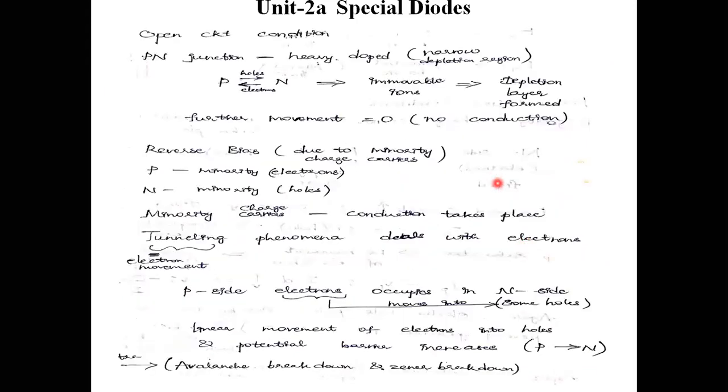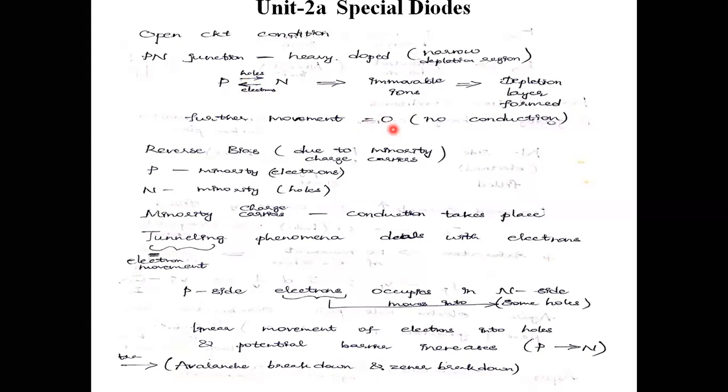And this is just an overview of the tunnel diode. Please go through it once. Normally in open circuit condition, this is a PN junction diode, heavily doped, and we are going to obtain a narrow depletion region. From the P region holes diffuse to this side, and from the N region electrons diffuse to this side, and immobile ions are going to be created. By the immobile ions, the depletion layer formation takes place, and further movement of these holes and electrons does not take place. Therefore, further movement is zero.